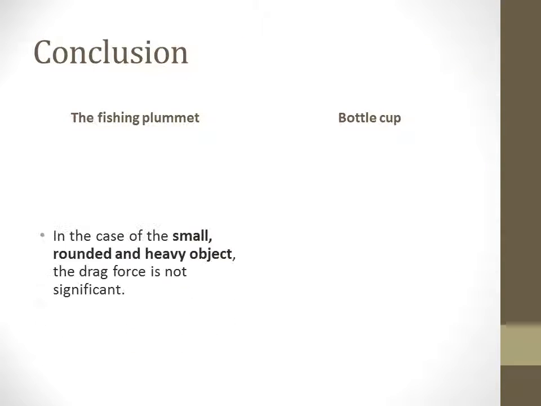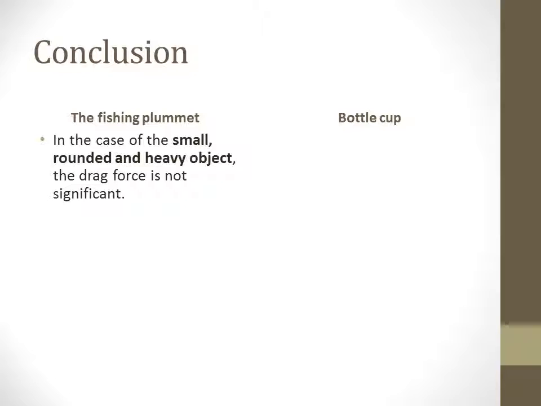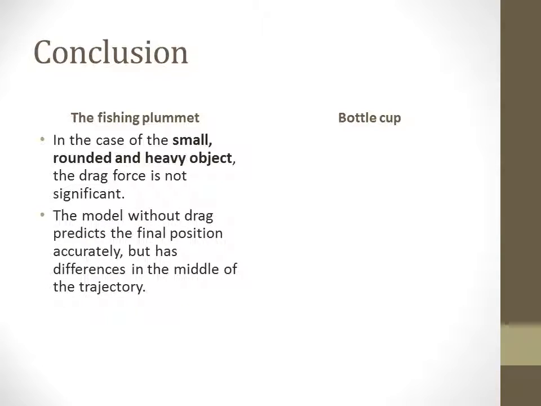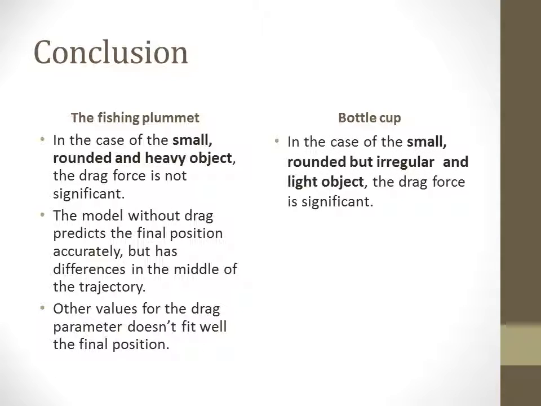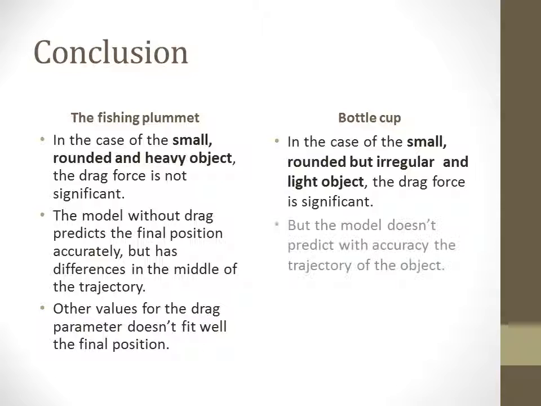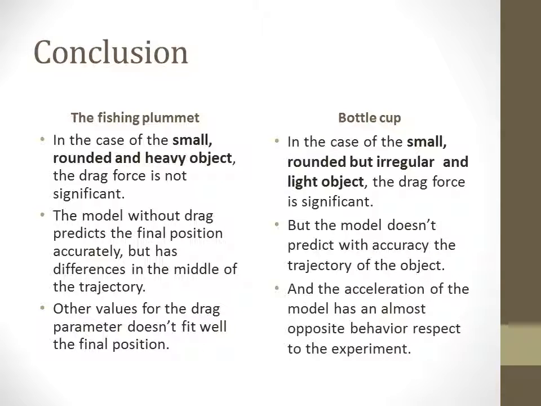So, conclusions. For the fishing plummet, the model without drag fits somewhat well, and it fits very well for the last point. But in the middle of the trajectory, the fit is only fair. With the bottle cap, in the other case, the model doesn't fit the trajectory well, just calibrating the v parameter to be the same as the last observation, and the velocity of the experiment behaves in an almost contrary way to the velocity of the model.